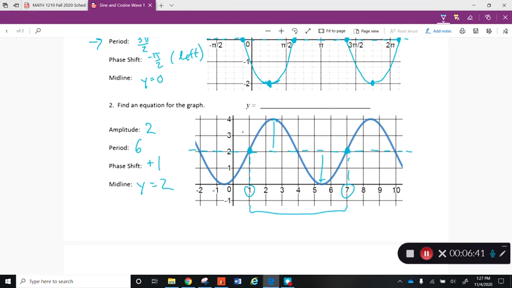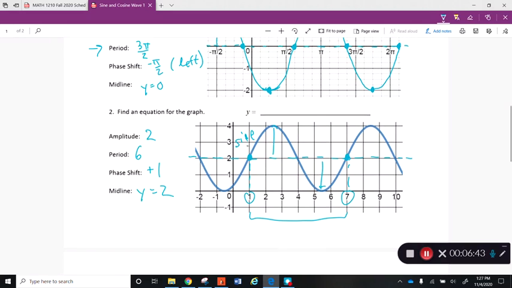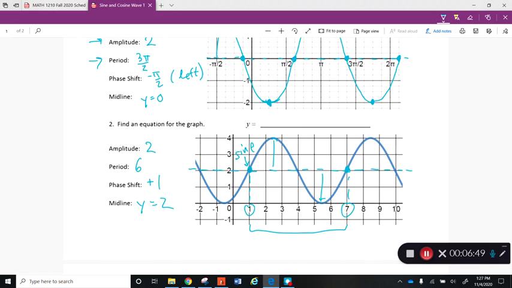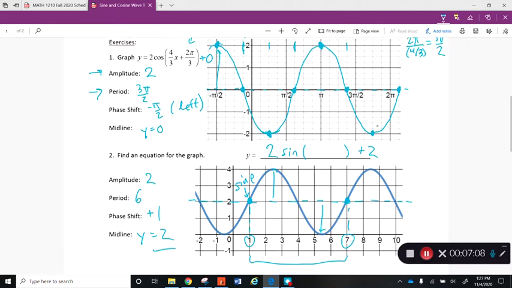Now we said we were going to do sine, right? That comes from measuring the phase shift to a point that looks like this, which is where the sine function starts. We're going to have a sine function, some stuff on the inside and some stuff on the outside. First of all, amplitude being 2 means we're going to have an a value of 2, which we'll stick right there. Midline is 2 as well, so that means we're going to have a +2 on the end. Let's do the easy ones first. Now let's do the hard ones.